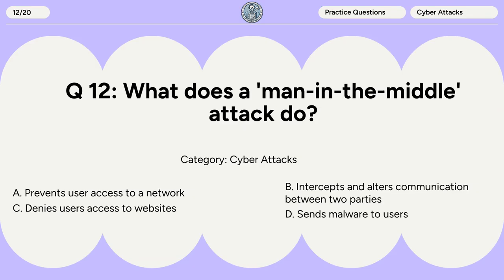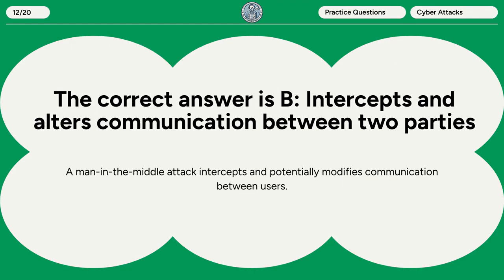Question 12. What does a man-in-the-middle attack do? A. Prevents user access to a network. B. Intercepts and alters communication between two parties. C. Denies users access to websites. D. Sends malware to users. The correct answer is B. Intercepts and alters communication between two parties. A man-in-the-middle attack intercepts and potentially modifies communication between users.